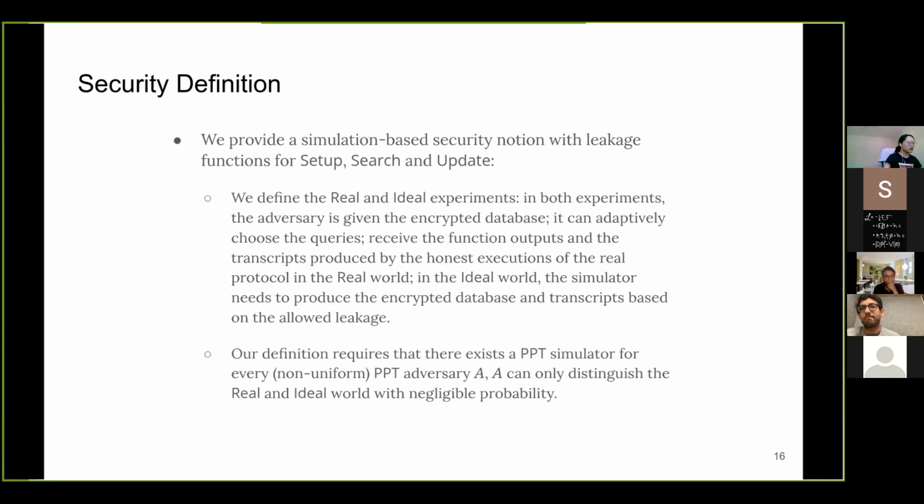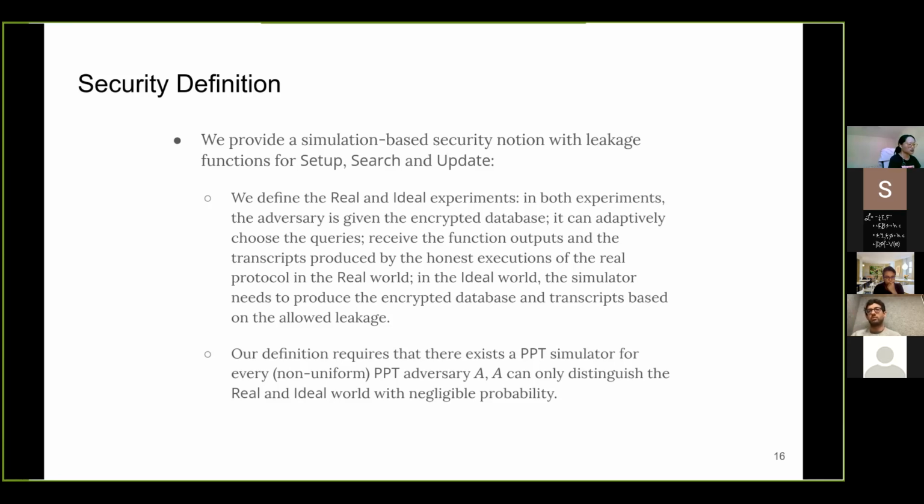So for the security, we propose a simulation-based security notion with leakage functions for setup, search, and update, and define the real and ideal experiments. And in both experiments, the adversary is given the encrypted database. It can adaptively choose the queries, receive the function outputs, and the transcripts produced by the honest executions of the real protocol in the real world. And in the ideal world, the simulator needs to produce the encrypted database and transcripts based on the allowed leakage.